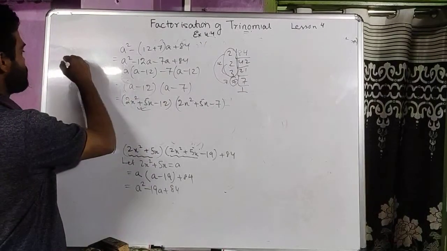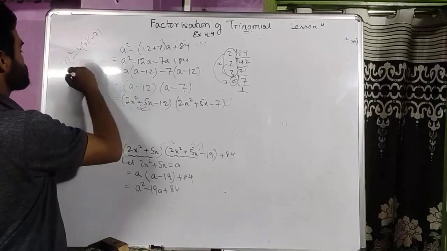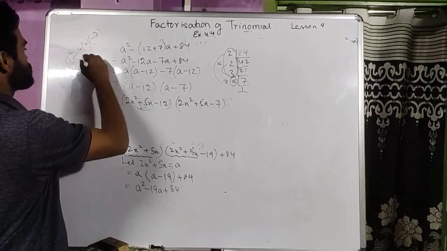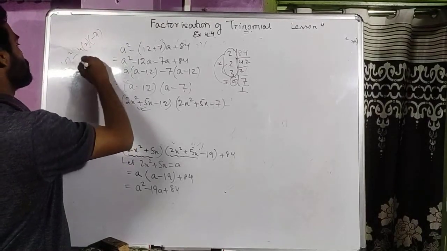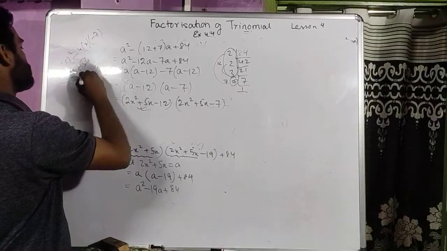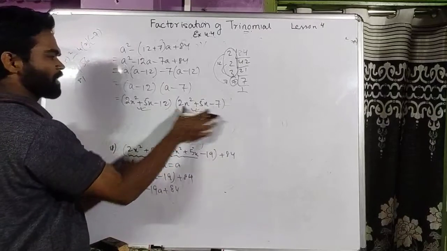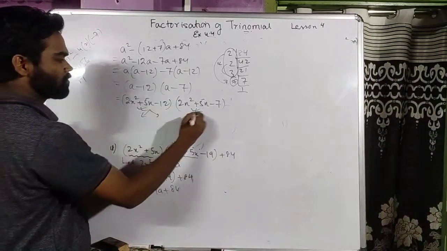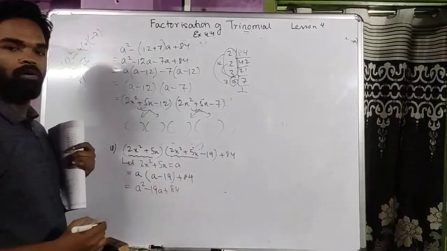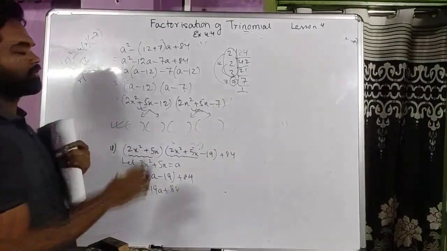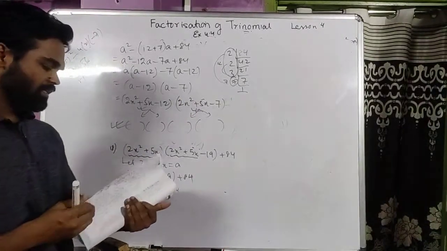Similarly, we'll check this one. This is b square minus 4ac. This is 25 plus 56. This is also factorizable. Now we have done enough sum. You know how to factorize these two? Factorize these two. At the end, you will have 4 factors of the given expression. This you try on your own. So this was the last sum for this exercise.